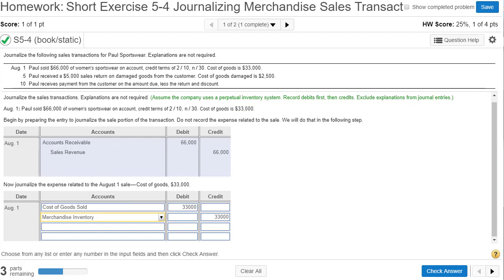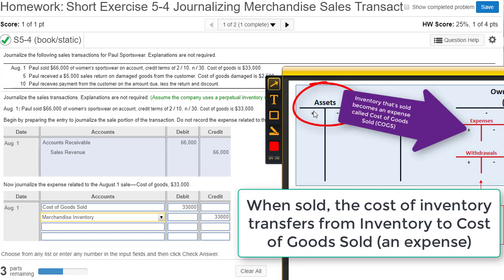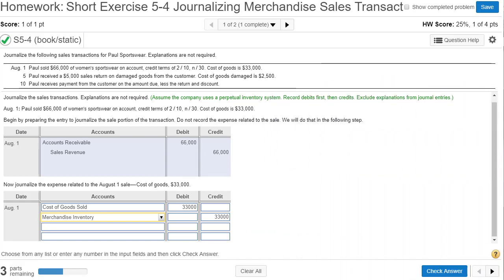So really what's going on, whenever you have inventory, when you buy the inventory, it's an asset. A lot of people think, well, if I'm going to sell it eventually, isn't that an expense? No, it's not an expense until you sell it. So when we first buy some inventory, we record it as an asset. And then when we sell that inventory, the inventory goes down. So basically we're transferring the asset from an asset to an expense called cost of goods sold. Our inventory never becomes an expense until we sell it.